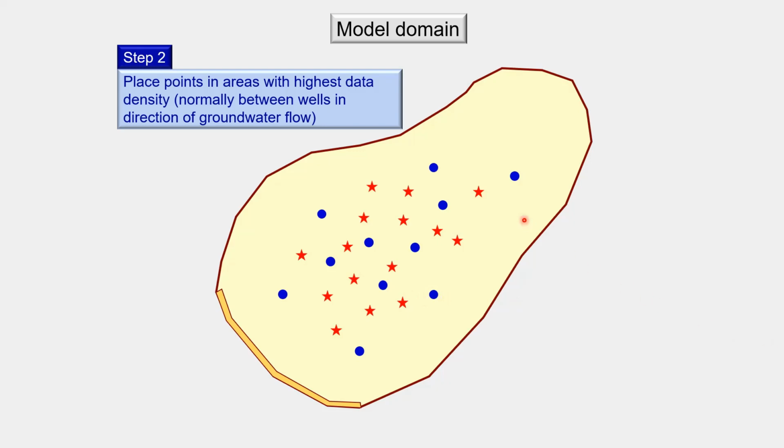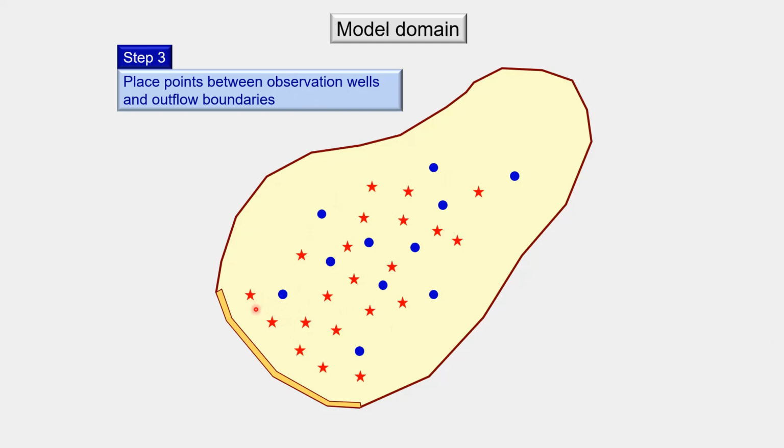Anyway, once I've put in the high spatial density pilot points, I then add more pilot points between this first row of observation wells and the outflow boundary. These are needed so we can get the right hydraulic conductivities in this area to give us the right heads at this first row of observation wells.